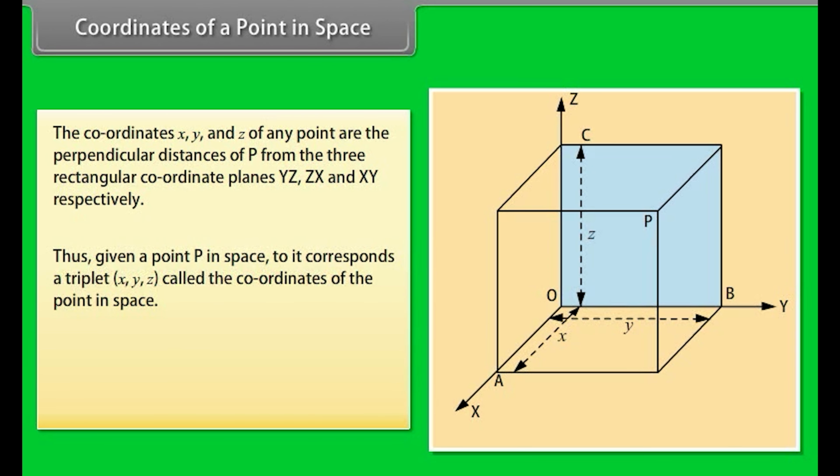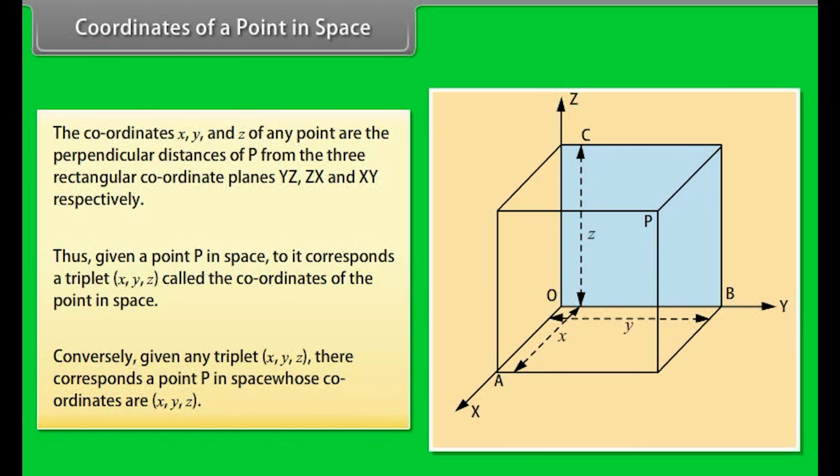Thus, given a point P in space, to it corresponds a triplet X, Y, Z called the coordinates of the point in space. Conversely, given a triplet x, y, z, there corresponds a point P in space whose coordinates are x, y, z.